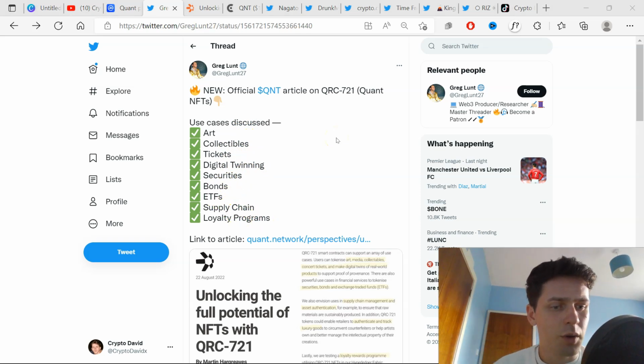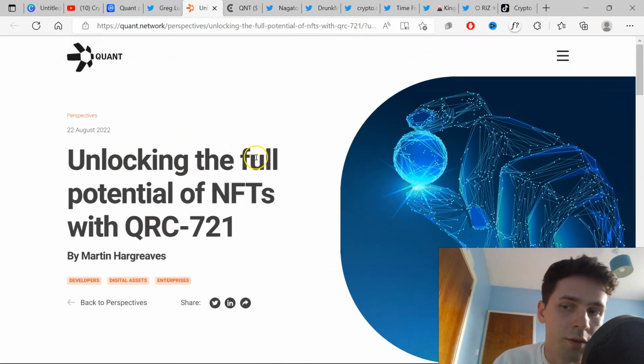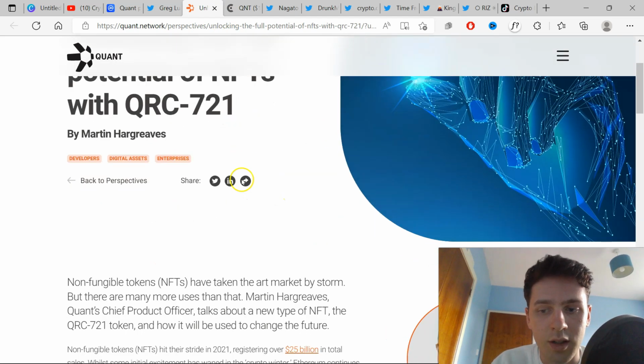And most people forget that Quant is actually technology and blockchain agnostic. It's not held down to ETH. It can switch with the snap of its fingers. Also, when it comes to QRC721, Quant's partner Oracle has recently supported ERC721, so they'll inevitably upgrade to QRC721 and they'll have customers like Netflix and Zoom. That'll be insane. Also, we have the article here, unlocking the full potential of NFTs with QRC721.